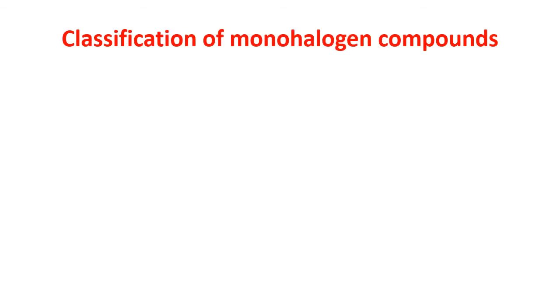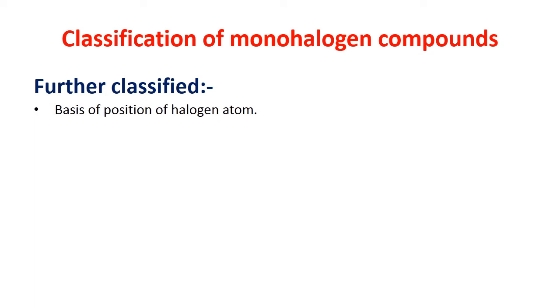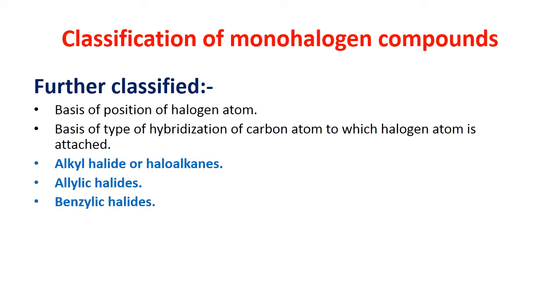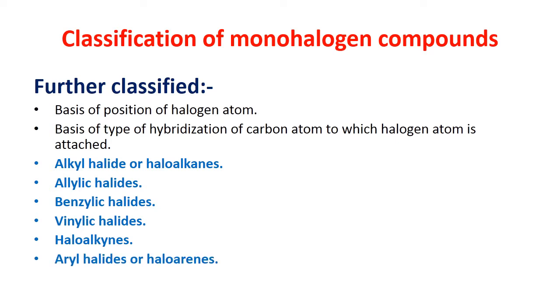Hello students, today we are going to talk about the classification of monohalogen compounds. Monohalogen compounds are further classified on the basis of the position of the halogen atom and the type of hybridization of the carbon atom to which this halogen atom is attached. We call them alkyl halides, allylic halides, benzylic halides, vinylic halides, haloalkynes, and the last one is aryl halides. These are the classification of monohalogen compounds and we are going to learn it briefly.